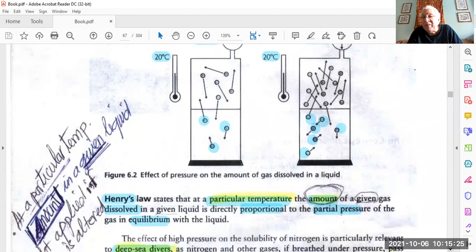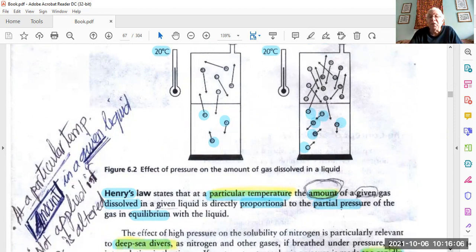Henry's law denotes this principle. So whenever we want to discuss Henry's law, we can say it in such a way. We must put in the constant at the very beginning. We say at a particular temperature, whatever the temperature, the amount of a given gas dissolved in a given liquid is directly proportional to the partial pressure of the gas in equilibrium with the liquid. So we must have equilibrium. We must wait till there is stability.